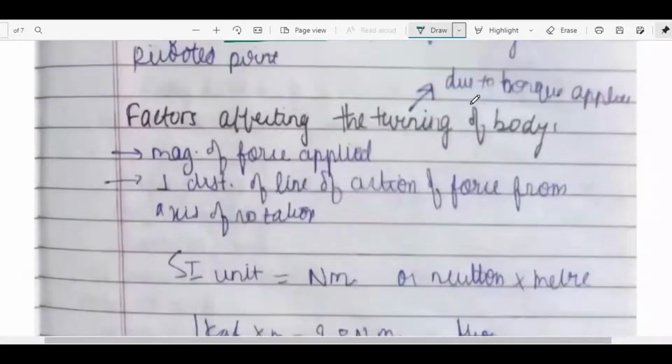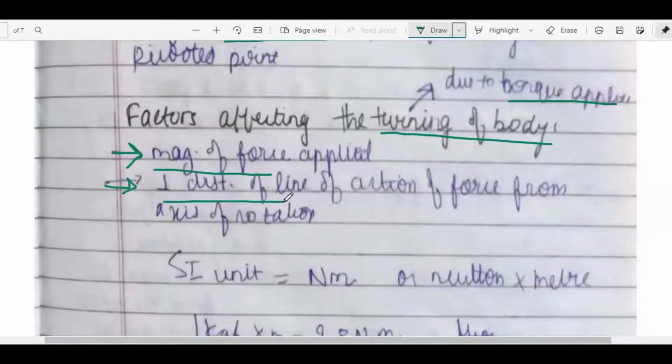Factors affecting the turning of body. The turning of body is due to the torque applied. First of all is the magnitude of force applied. Secondly, it would be the perpendicular distance of the line of action of force from the axis of rotation. So this would be the line of action of force and this will be the axis of rotation. So AB is the axis of rotation and both of them would be perpendicular to each other.